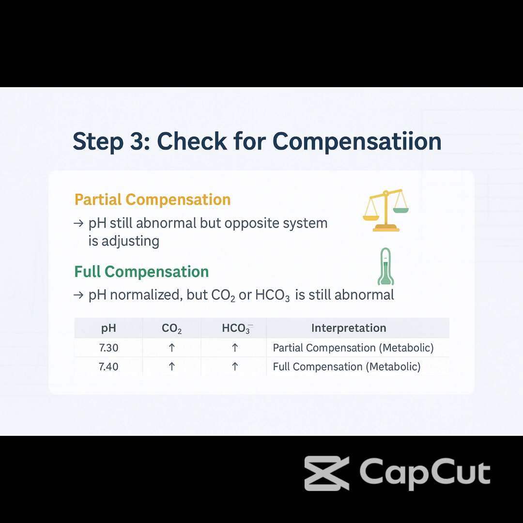Step 3. Check for compensation. If the opposite system is attempting to correct the imbalance, but the pH is still abnormal, you have partial compensation. If the pH has returned to normal, but the CO2 or bicarbonate remains abnormal, that's full compensation. Remember, the body always tries to maintain homeostasis, but it isn't always successful.